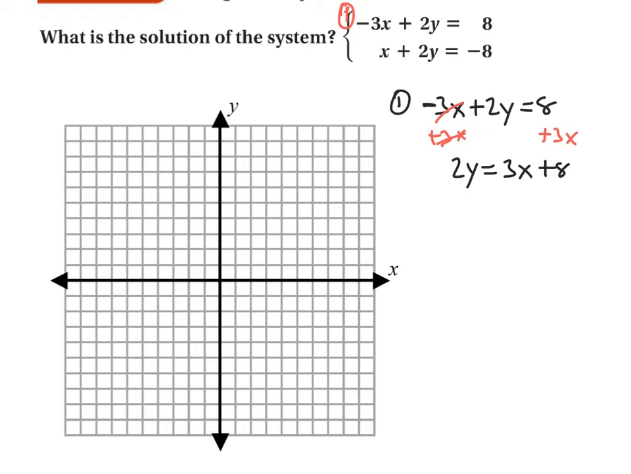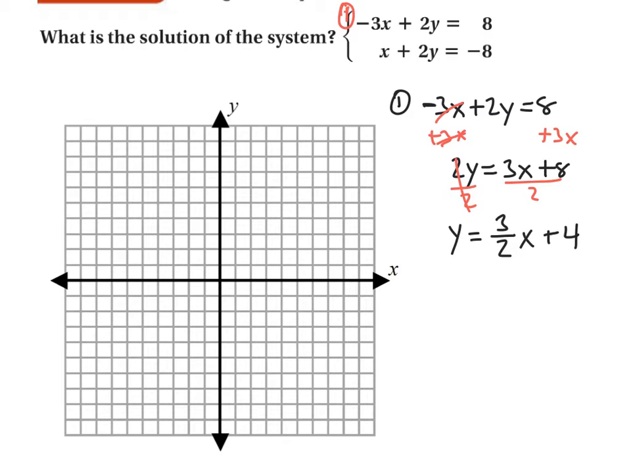Well, now I need to get the 2 by itself. All right, so now I need to divide by 2. And please remember on the right side, when I'm dividing everything by 2, that means I get 3 halves x plus 4. All right, so I can go ahead then and graph that equation.